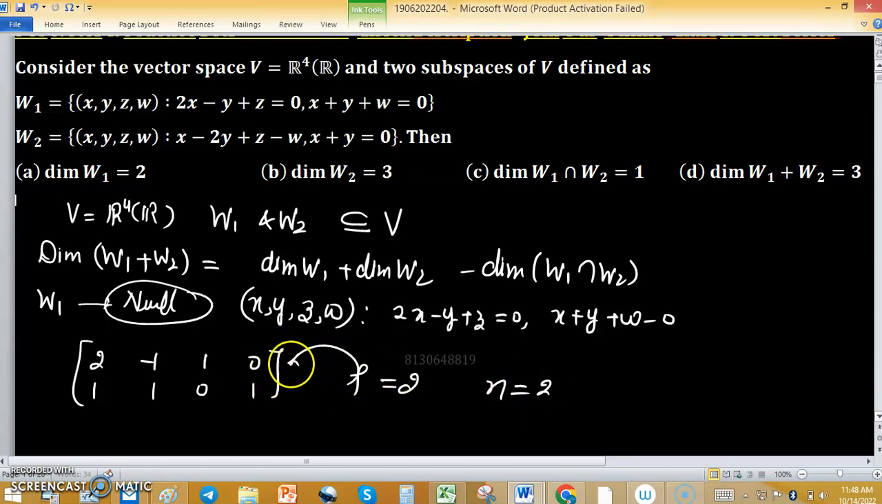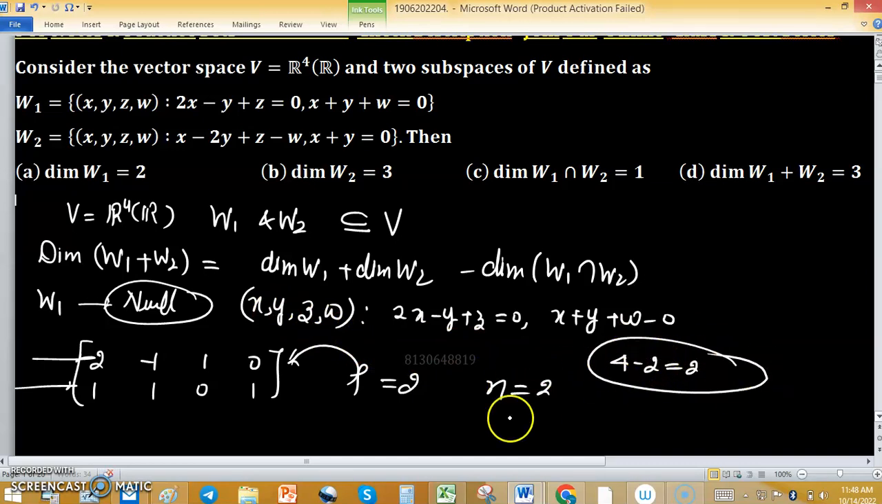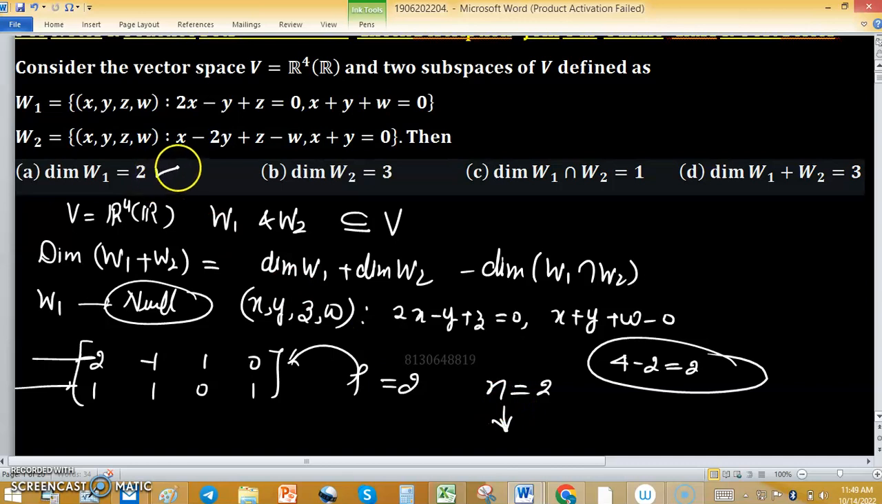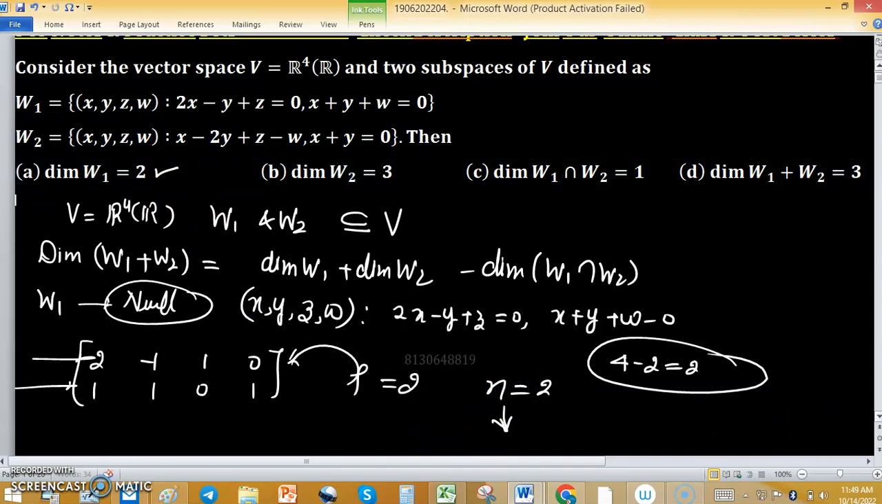Rank tells us the number of linearly independent columns or rows. From this we can say there are two linearly independent rows. Because there are 4 components in an element, 4 minus 2 equals 2 will be the dimension of W1. Otherwise you can say the number of free variables is the nullity. So the dimension of W1 is 2, and now try to find the dimension of W2.